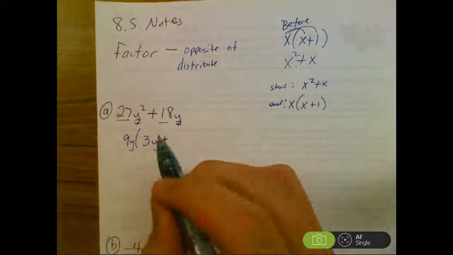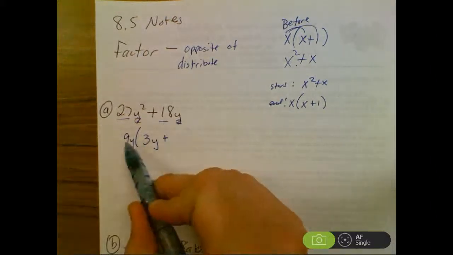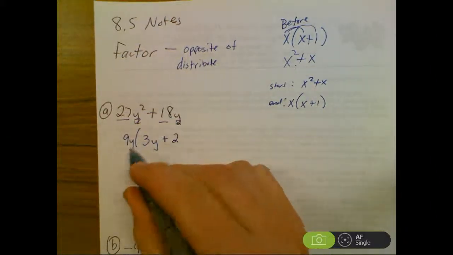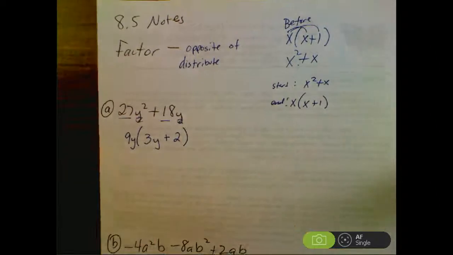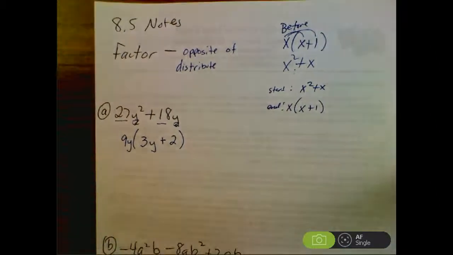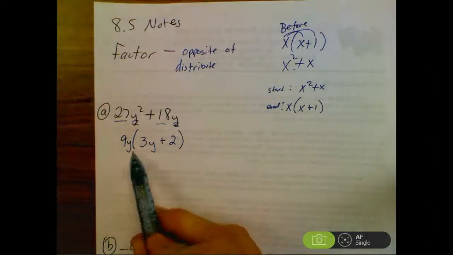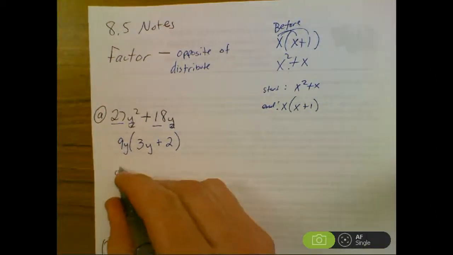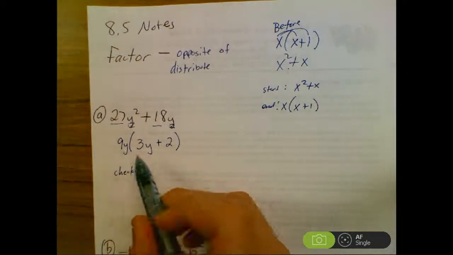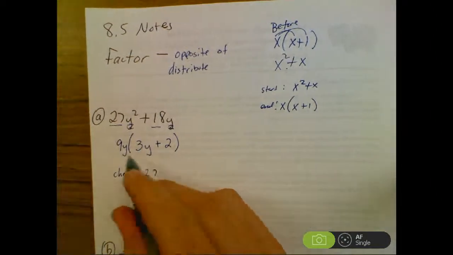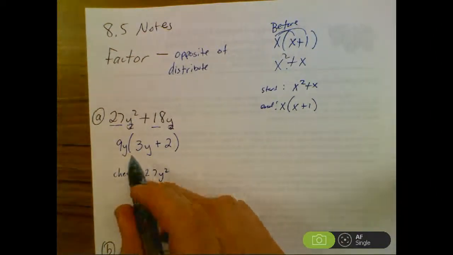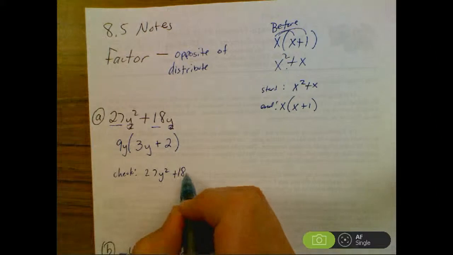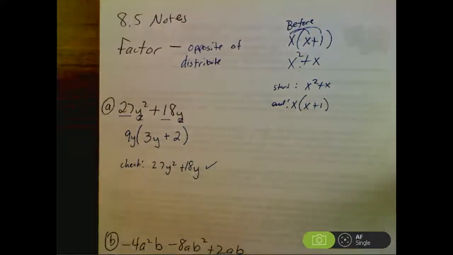y, plus 9 times 2 is 18. y times 1 is y. So this would be your answer in factored form. Doing the opposite, taking it out. You could go and multiply this out again to see if you get what you started with. So if we want to check, we could do 9 times 3 is 27, y times y, y squared, plus 18y. So we check out okay.